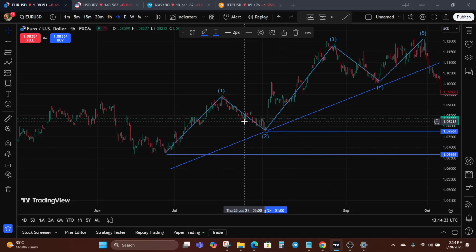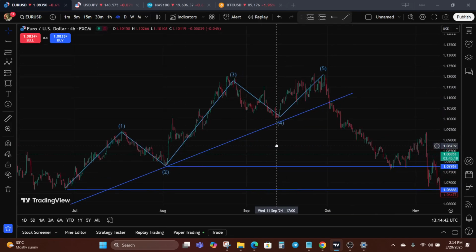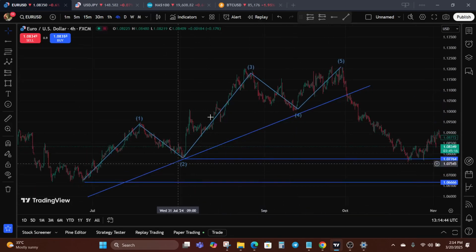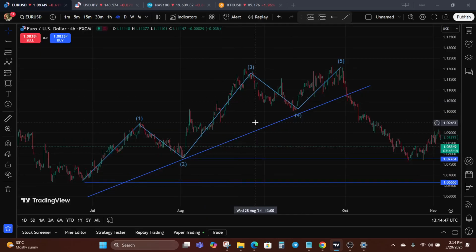It usually ends at some point. All right? It does not go lower than the start of wave 1. And then wave 3 is typically the strongest impulse wave. You will notice that wave 3 is usually the longest and the strongest. So it is when the trend really begins to gain momentum.